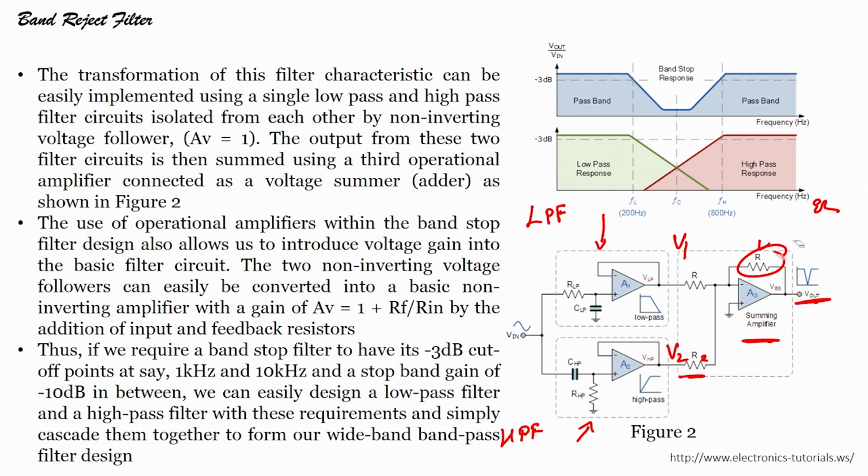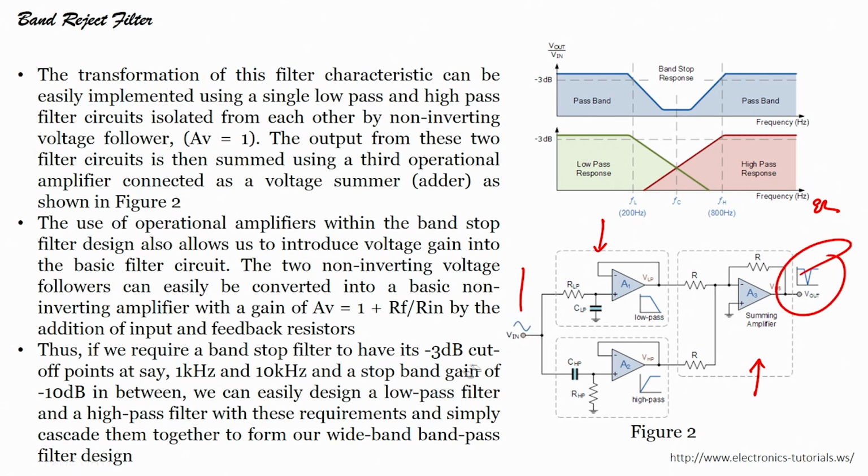So we have seen the summer, and we have seen the low pass and high pass active filters. When I connect the low pass and high pass active filters in parallel with a summer, as you can see here, and you have an input voltage with a particular peak to peak voltage and frequency, then we can design a notch filter or band reject filter by selecting different values of resistors and capacitors of course. The transformation of this filter characteristic can be implemented using a single low pass and high pass filter circuit with a non inverting voltage follower.